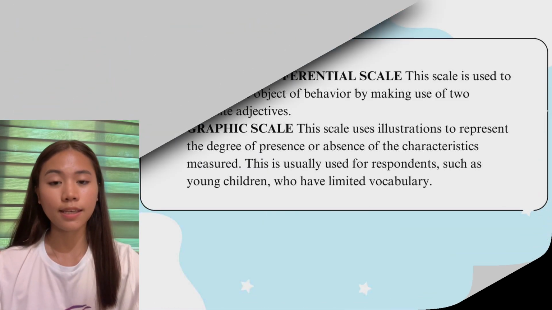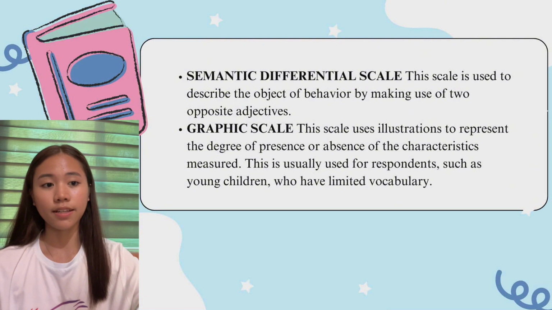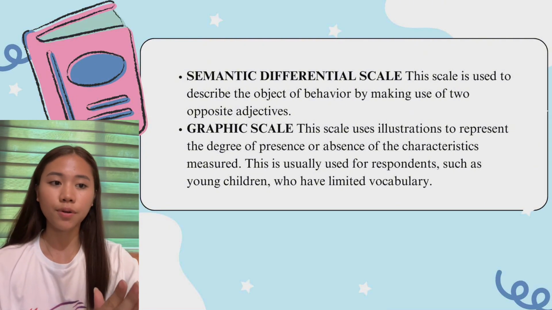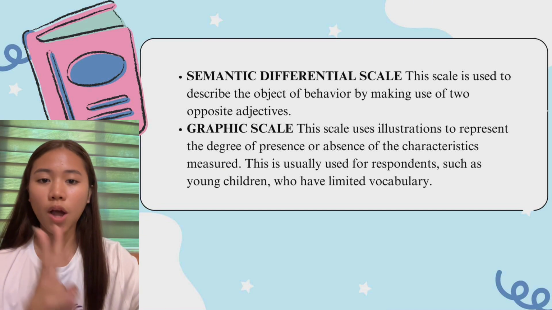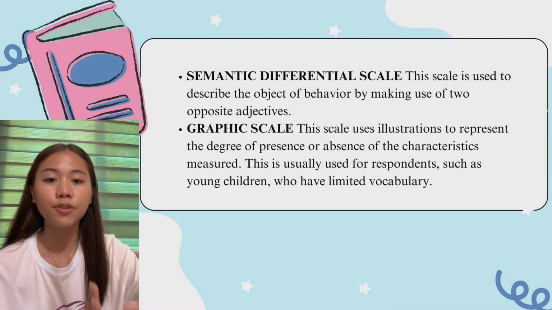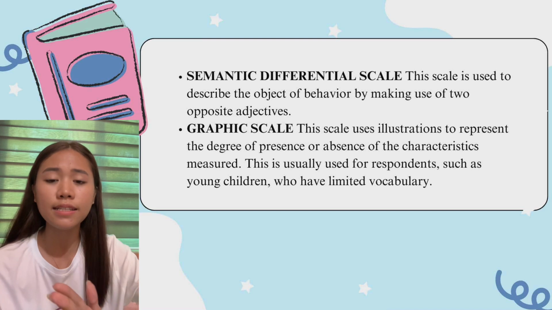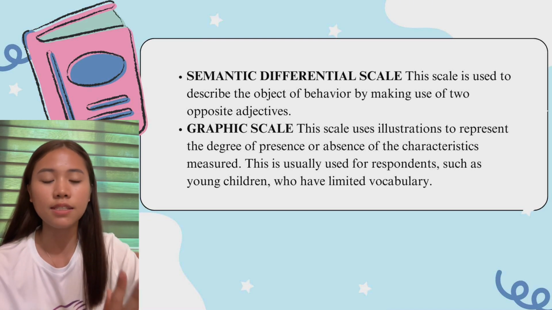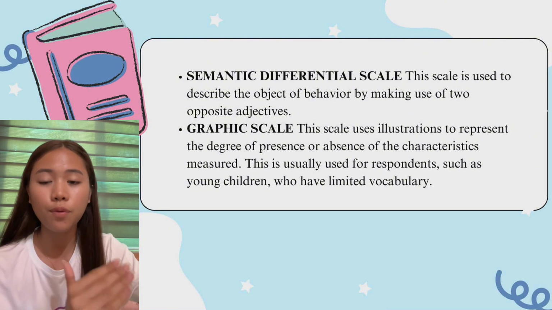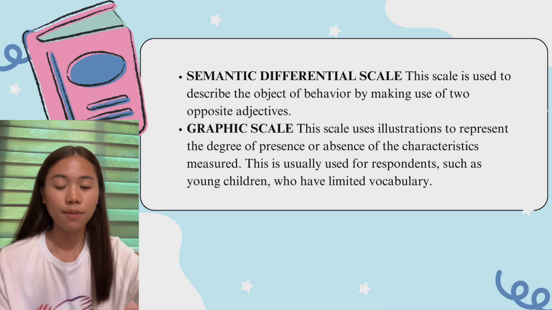So the fourth example of how to quantify scales is semantic differential scales. This scale is used to describe the object of behavior by making use of two opposite adjectives. So the last one is the graphic scales. This scale uses illustrations to represent the degree of presence or absence of the characteristics measured. This is usually used for respondents such as young children who have limited vocabulary.